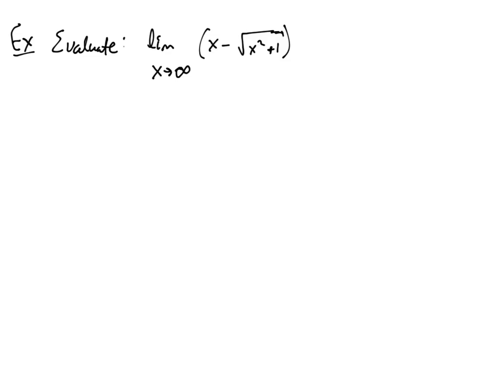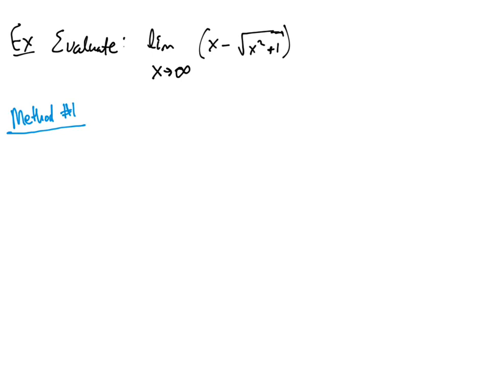All right, and then in this last example, let's evaluate the limit as x goes to infinity of x minus the square root of x squared plus 1. Now we're going to do this one in a couple different ways. The first method will be eventually getting to the point where we can use L'Hopital's rule.